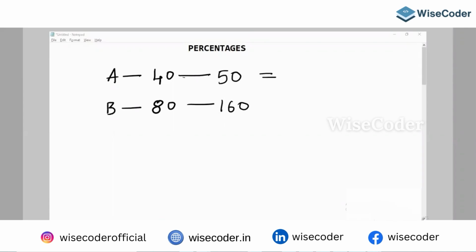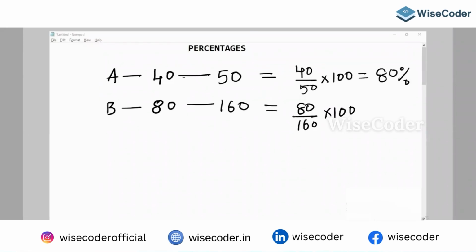So out of 50, he got 40. 40 by 50 into 100 is 80%. Here, 80 by 160 into 100 is 50%. So who is the better performer? He is the better performer.